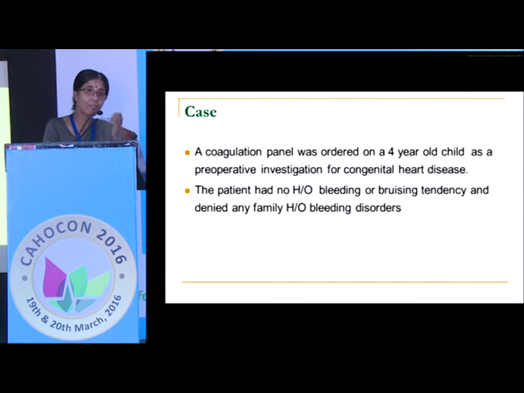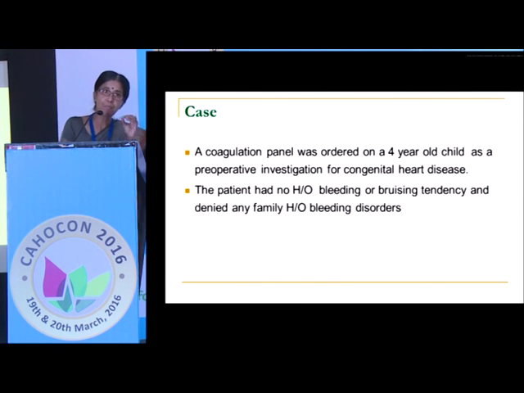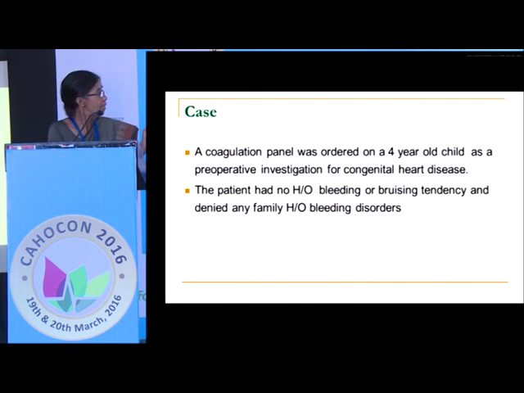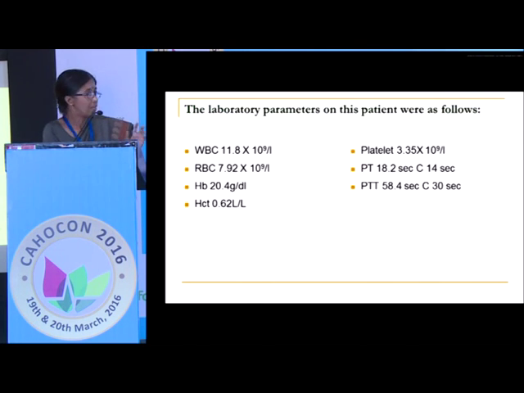So at this point of time, I want to impress upon you the role of an important pre-analytical variable using a case scenario. This child is a 4-year-old who was brought to us with a cyanotic congenital heart disease. And there was no history of bleeding in him nor in the family members. Because he was going in for a cardiac procedure, basic platelet count and prothrombin time were asked for. These are his baseline tests.